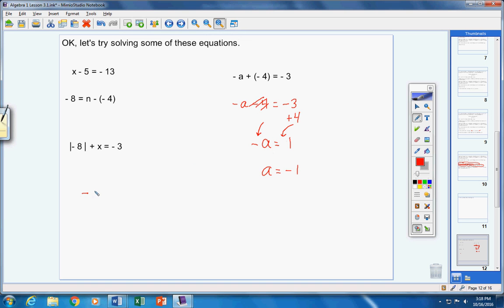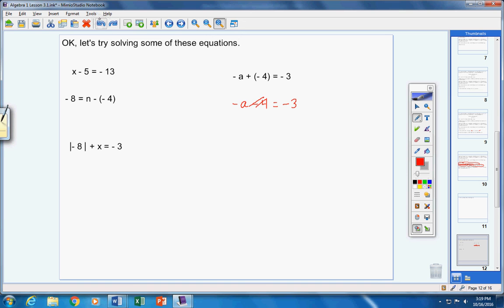So if I had negative x equals negative 10, I can change x to positive as long as I change the sign of this number over here too. Okay? So that's one way to look at these problems, alright? So if I have negative a equals 1, then I can change the signs of both sides and say a equals negative 1. That's fine. That's one way to do it.